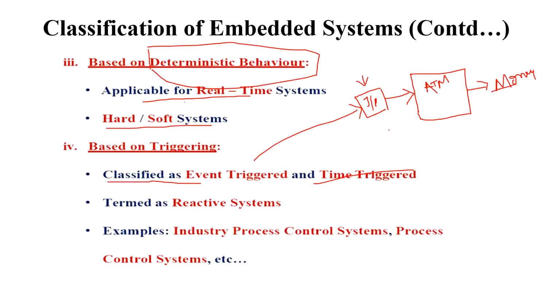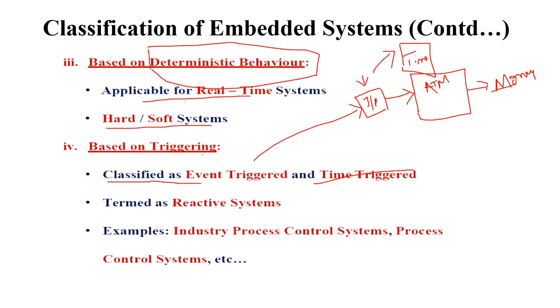What do you mean by time triggered? Instead of input, if we keep it as a time, okay, at this particular time the ATM has to dispatch the money, then it is called time triggered. So it depends on what input you are giving. If it is event triggered, that means you are giving something manually. Instead, if you are giving it time, then it is going to be a time trigger.